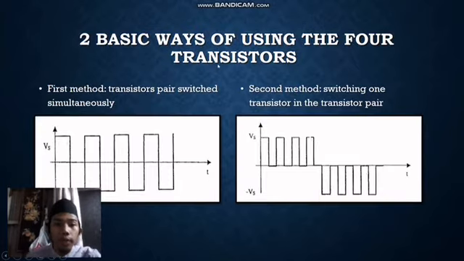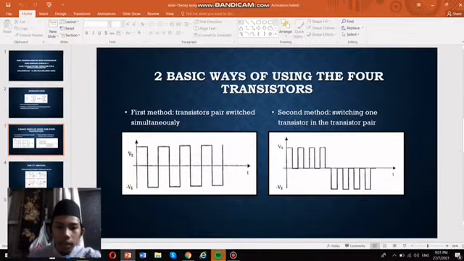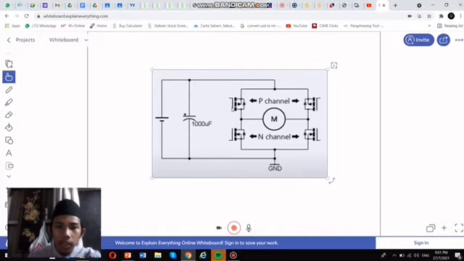Two basic ways of using the 4 transistors in the H-bridge configuration are: the first method is transistor pairs switched simultaneously. This is the PWM waveform. While the second one is switching one transistor in the transistor pair. This is the PWM waveform. The first method will be shown here. This is the H-bridge configuration.